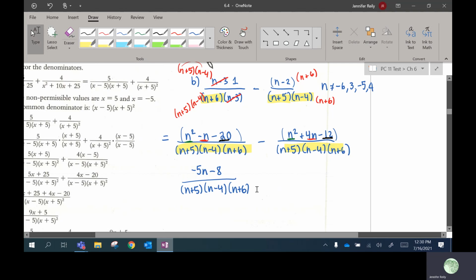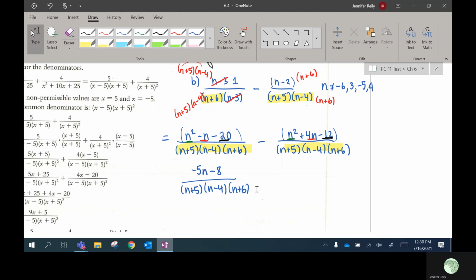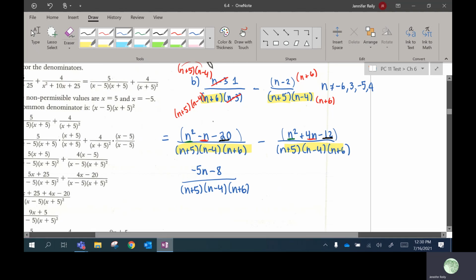I'm just going to double check the answer. I did make a mistake here. Okay, when I FOILed this out, this is why we do this. I did FOIL this out wrong. This should be plus n. Yes. So then when I subtract, I should actually only have 3n. So you should always check your answers. It's easy to make a small error. Everything else looks good though.